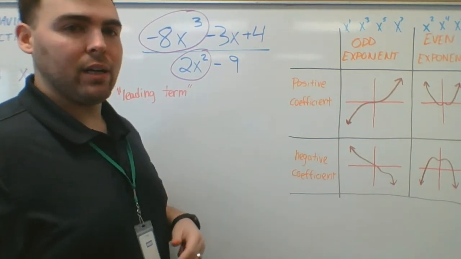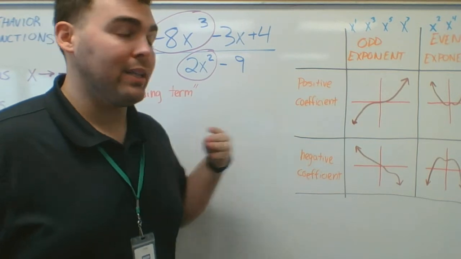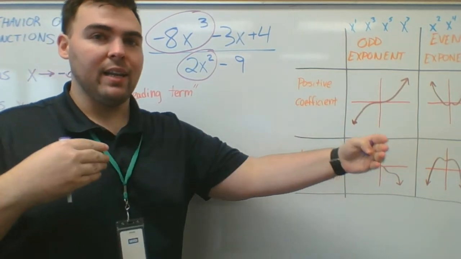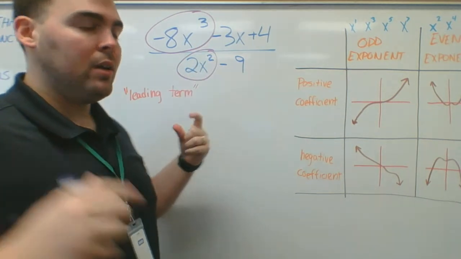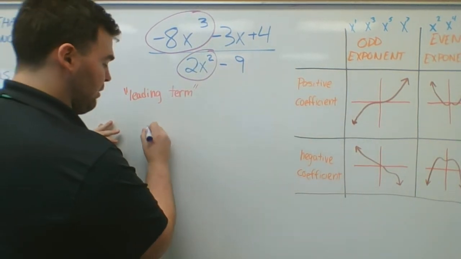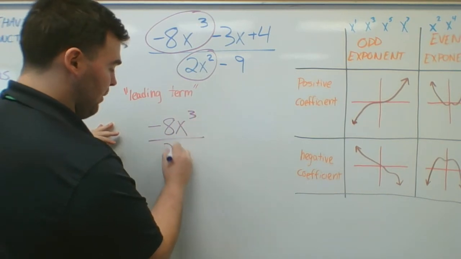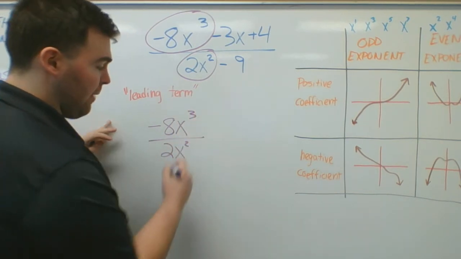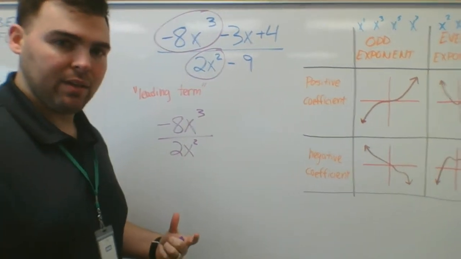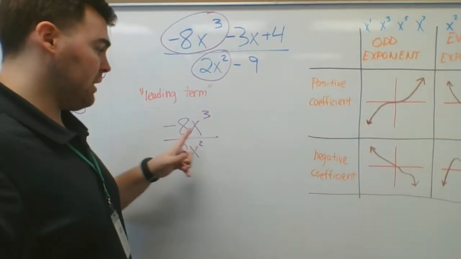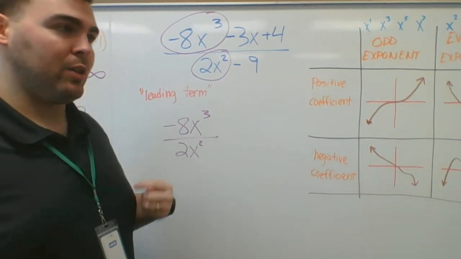I don't care what's there. Because in terms of going to infinity or negative infinity, the rest of the stuff won't matter. It's going to be the biggest exponents that matter. So we're just going to write out negative 8x to the third over 2x squared. We're going to do this every time, and we're going to simplify this. For part one, there's always going to be an x in the numerator. We'll see what happens in part two when that doesn't happen.